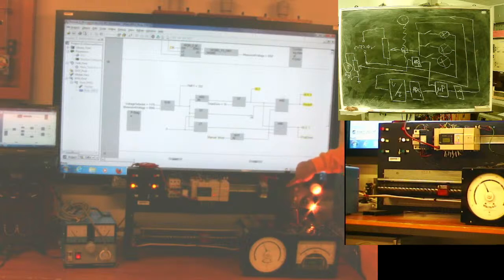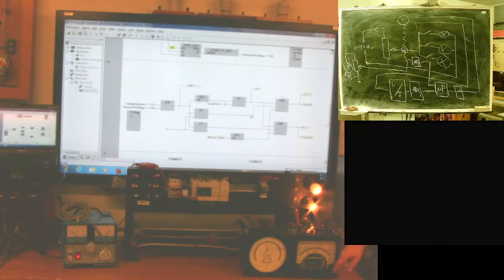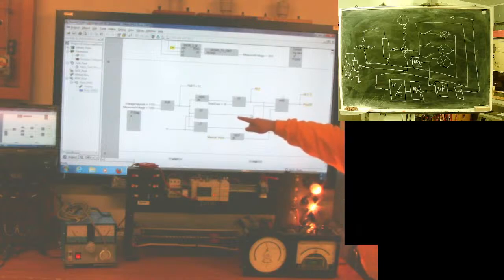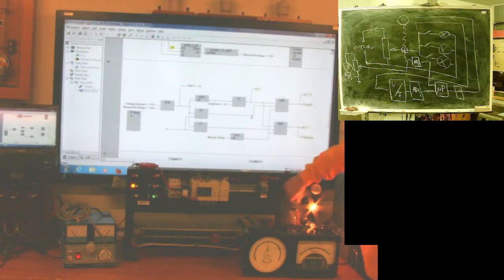I said 150 volts. Watch what happens. Yeah, they are 0. I reduce load. Regulator goes down. I increase load. See what happens with voltage. Reduce load. It's a voltage regulator, voltage stabilizer.